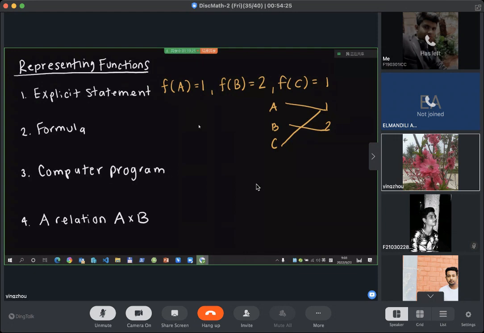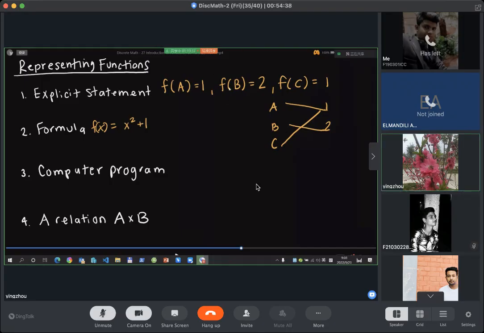In a formula, obviously, we're just going to have the normal formula, f of x equals x squared plus 1. This can be seen as a continuous function, while the explicit statement is a discrete function.